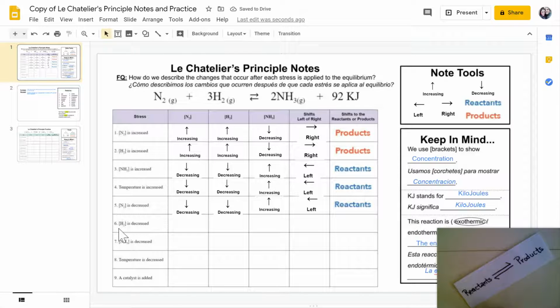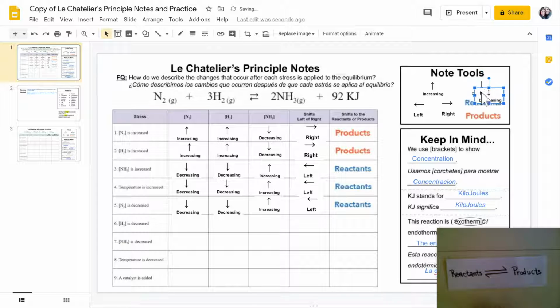So the concentration of H2, okay, let me reset my manipulative. Number 6, the concentration of H2 is decreased. Well, H2 is also a reactant. So if I look at number 2, this is H2 increasing. If I'm decreasing, I should see the opposite. So what's the opposite of increasing? We should see decreasing, right? So anything on the reactant side should be decreasing. So both N2 and H2, their concentrations should be decreasing.